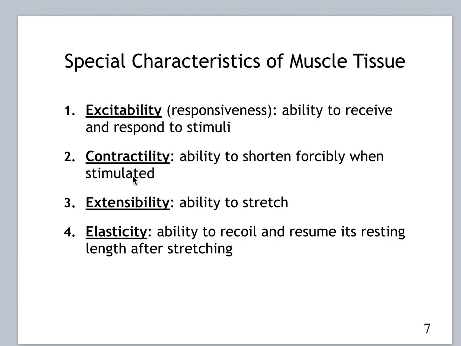There are 4 characteristics that are unique to muscles. Excitability, or responsiveness, which is the ability to receive and respond to a stimulus. Contractility, the ability to shorten forcibly when stimulated. Extensibility is the ability to stretch. And elasticity is the ability to recoil and resume its predetermined resting length after stretching.